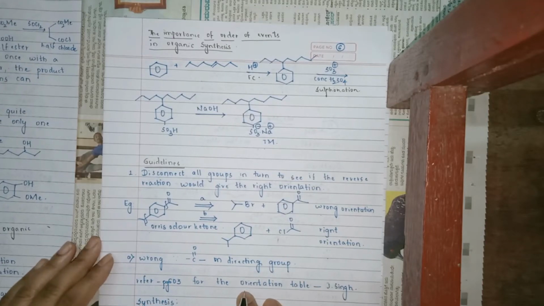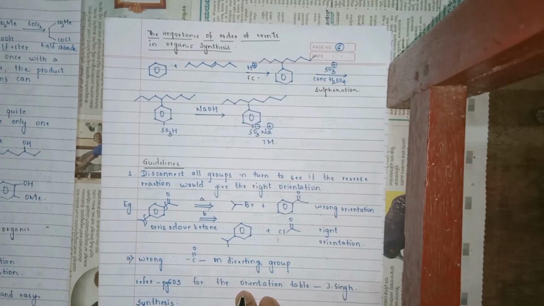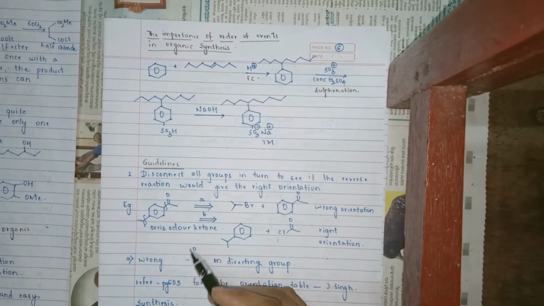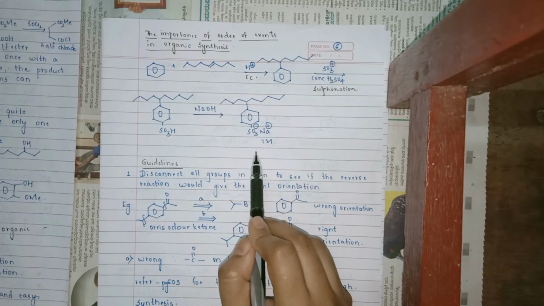Hello everyone. Let us start with the importance of order of events in organic synthesis. So in retrosynthetic analysis, we need to follow a definite order in a particular synthesis. When I say a definite order, that means a particular reaction has to be carried out first, followed by the second reaction. Let us consider this detergent.